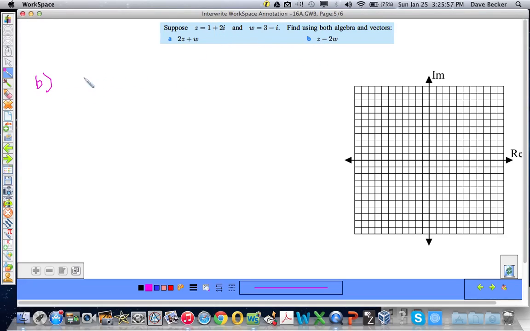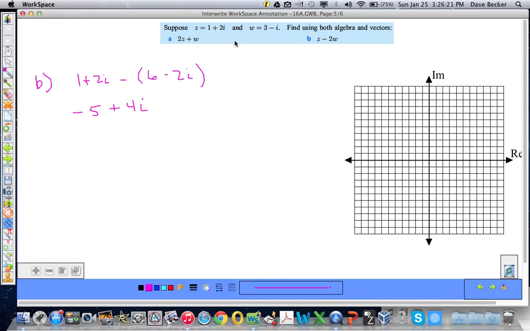So that would be 1 plus 2i minus 2w, which is going to be 6 minus 2i. So 1 minus 6 is negative 5, and 2 minus a negative 2 is plus 4i. So that is the subtraction, and let's see if we get that on the complex plane, or the Argand plane.